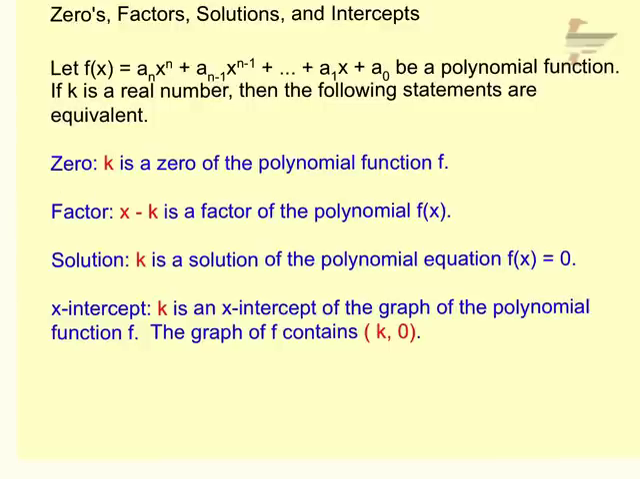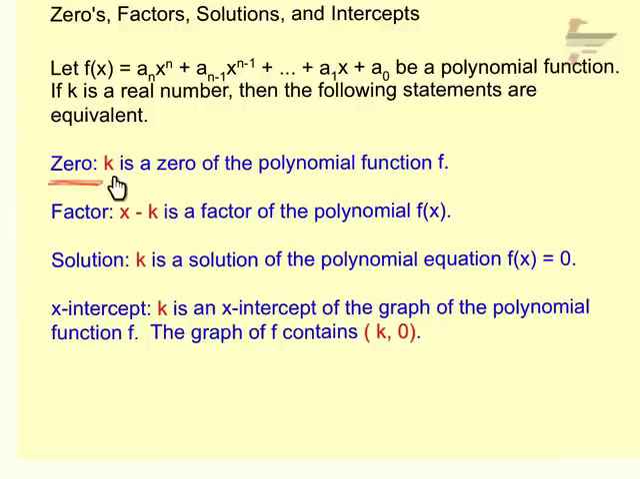You know that the definition of zero is that k is a zero of the polynomial function. So if I told you that 2 was a zero, k would be 2, and when you put 2 in for all of the x's of the polynomial function, you should get it to equal 0. That's just telling you it's a 0.